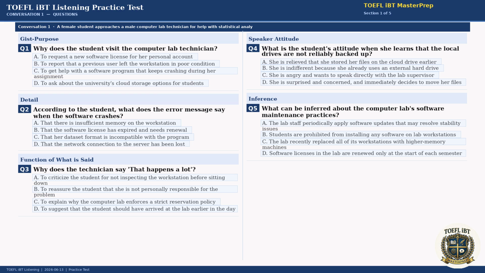Well, I'm working on my statistics assignment and I need to use Stata for data analysis. But every time I try to run a regression model with my dataset, the program just freezes and then crashes completely. I've already lost about an hour of work. Oh, that does sound frustrating. Did you get any kind of error message before it crashed, or does it just close without warning? It usually shows a message that says something about insufficient memory, and then it just shuts down. I've tried restarting the program twice already, but the same thing keeps happening.